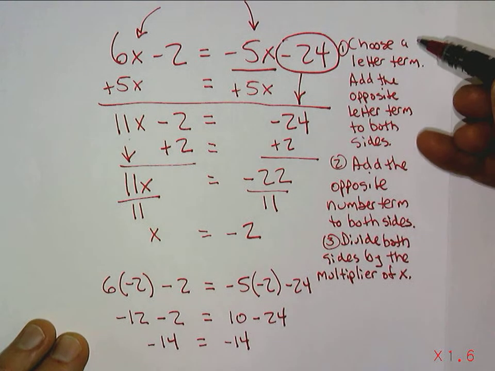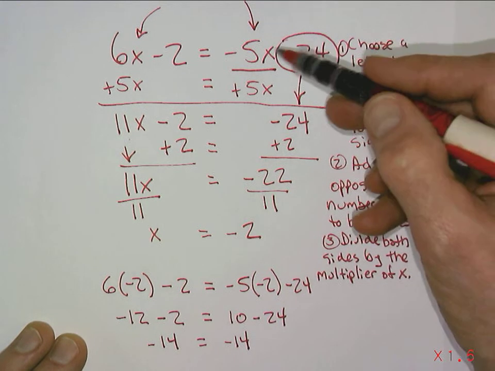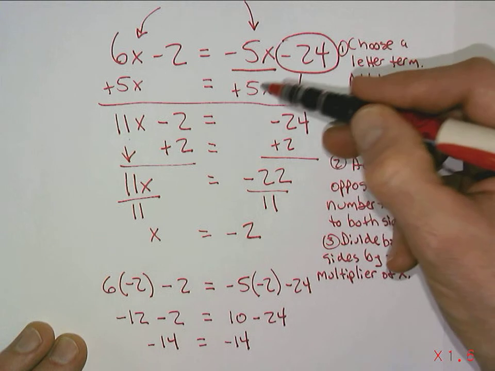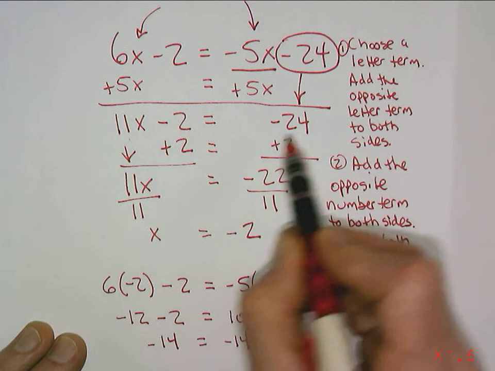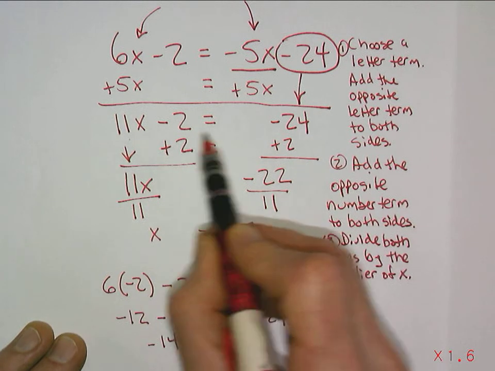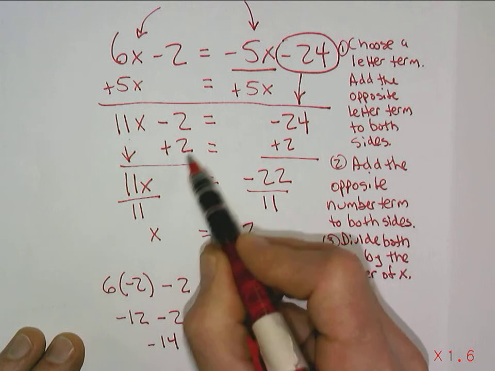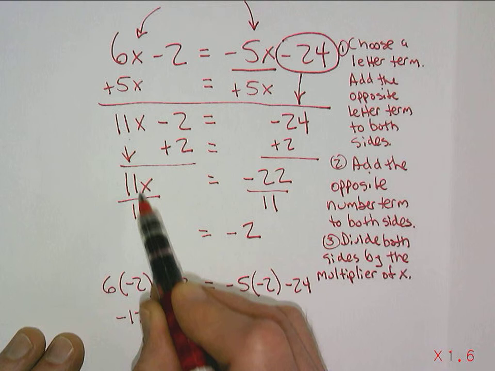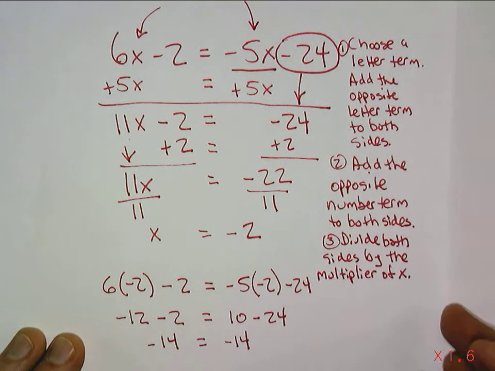So your first step is always to choose one of the letter terms and then add the opposite of that letter term to both sides, creating a basic two-step equation, 11x minus 2 equals negative 24, and then adding the opposite number term to both sides, and then dividing both sides by the multiplier of x. And that's our basic steps for solving when we have x on both sides.